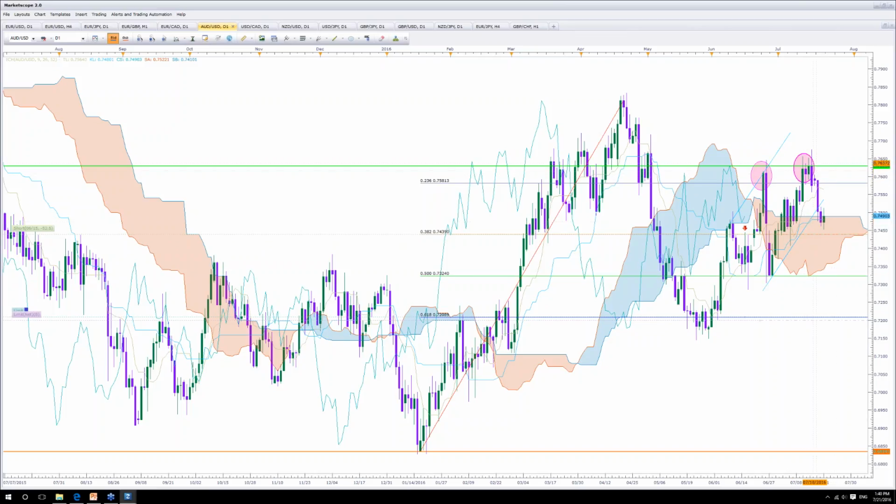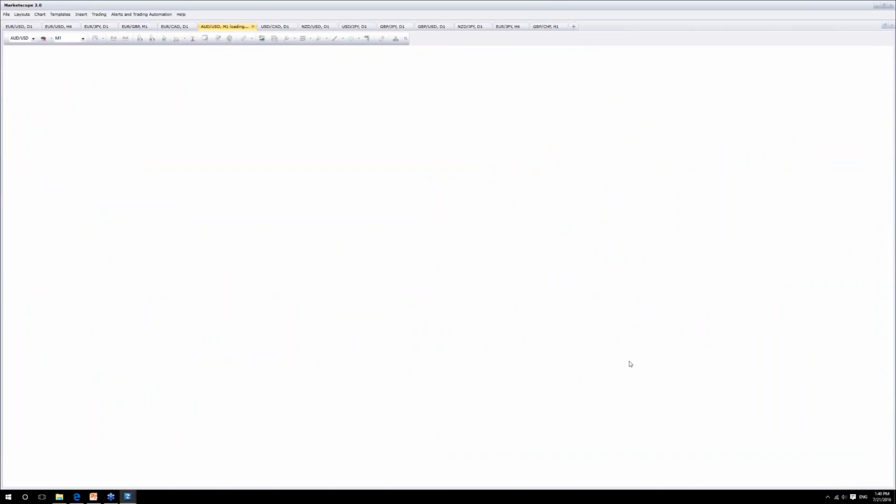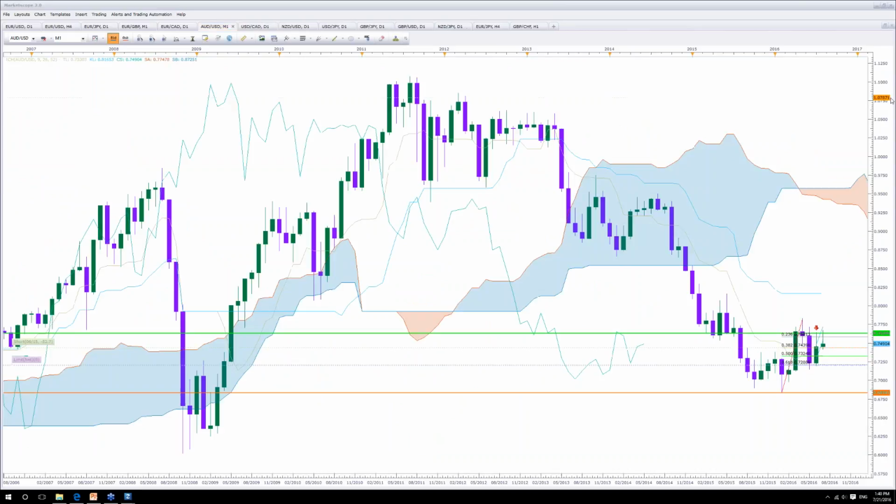It was not able to break above a resistance, and the RBA apparently doesn't like a stronger Australian dollar. So far I'm not getting a great signal to say go ahead and trade Aussie dollar on the daily chart. Let's zoom out and take a look at the monthly chart. I'm seeing that people are asking questions.